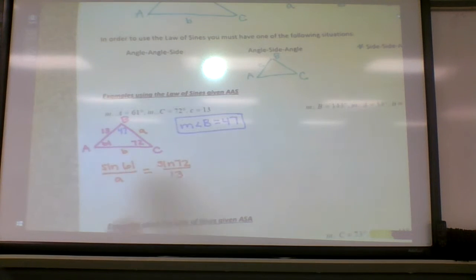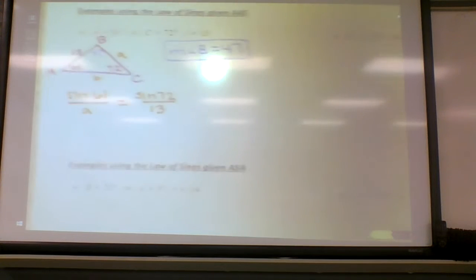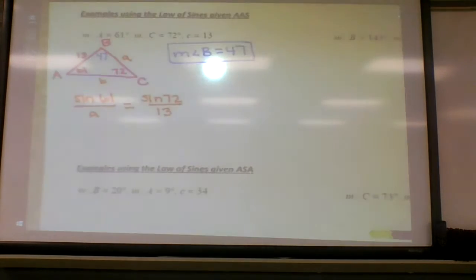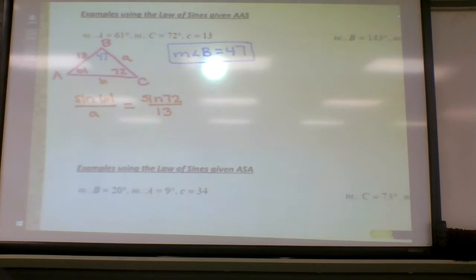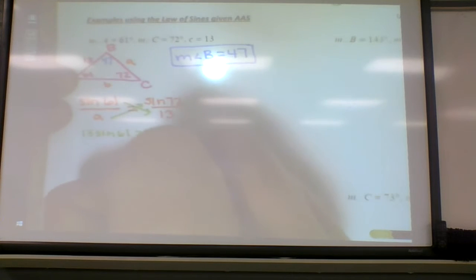All right, so how do we solve this equation here? Because it's one thing to get the setup, it's another thing to figure out the solution. Multiply by a. Yeah, you can multiply by a to get it out of the denominator, right? Another way you can think about this is cross multiply. You have a fraction equal to a fraction, so you can technically multiply across, right? If you multiply this way, that would be 13 sine of 61 equals a times the sine of 72.